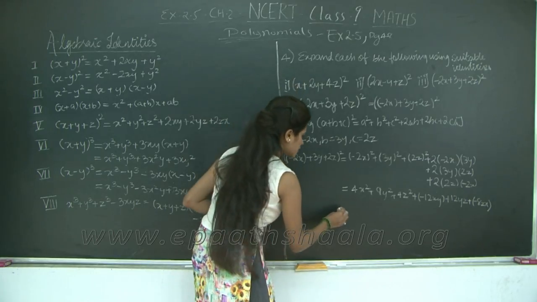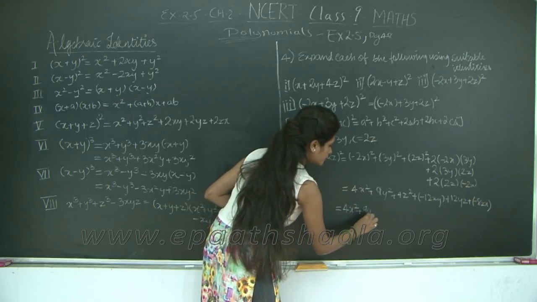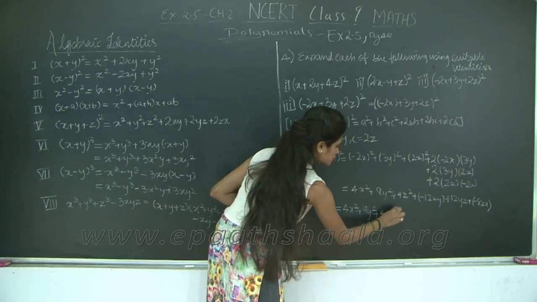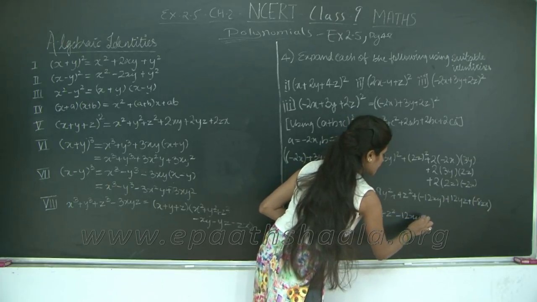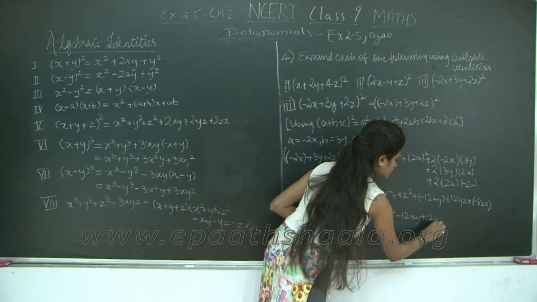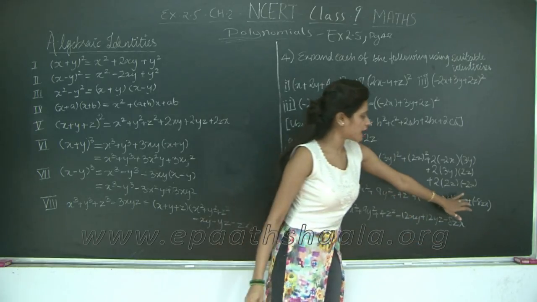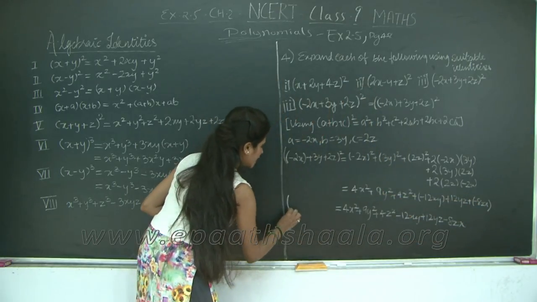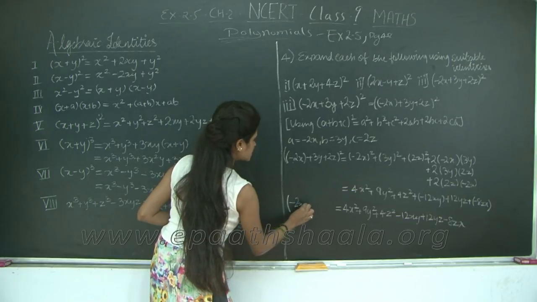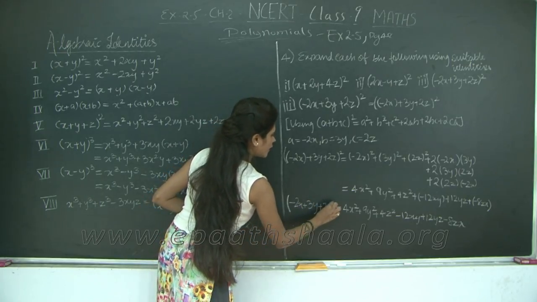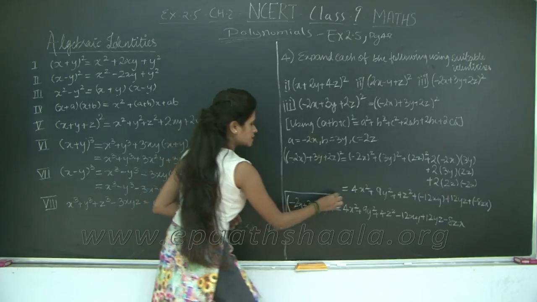Right? Let's rewrite it. I have 4x square plus 9y square plus 4z square. Now plus into minus gives me a minus. So minus 12xy plus 12yz minus 8zx. Why minus 8zx? Because plus into minus gives me a minus. So finally, I will write this in the form of the question itself, which is minus 2x plus 3y plus 2z the whole square. Right? Finally, box my answer.